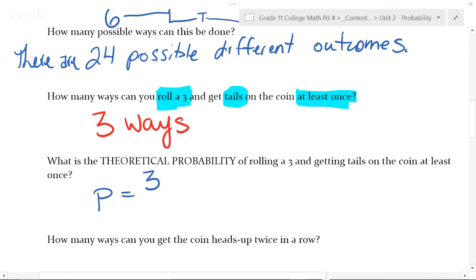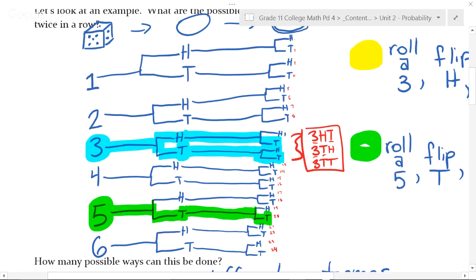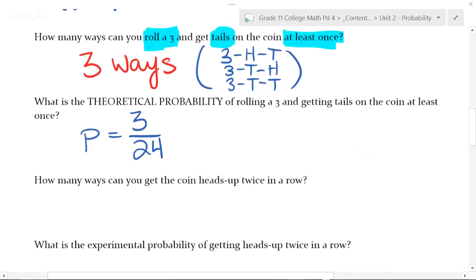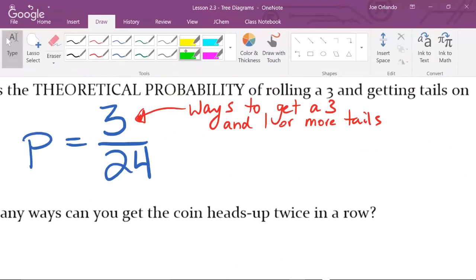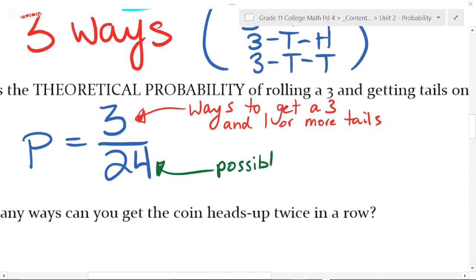So in this case, the probability would be the 3 ways that that can happen. 3 heads and then tails, 3 tails and then heads, 3 tails and then tails. And maybe I'll put that here. 3, 2, heads, tails, 3, 2, tails, heads, and 3, 2, tails, tails. So there's 3 ways that we can do that, and there were 24 possible outcomes because there's 24 unique branches here. Remember, we just counted down that last row and it shows us all the possible branches. So this is the 3 ways to get a 3 and 1 or more tails, and the 24 possible outcomes.